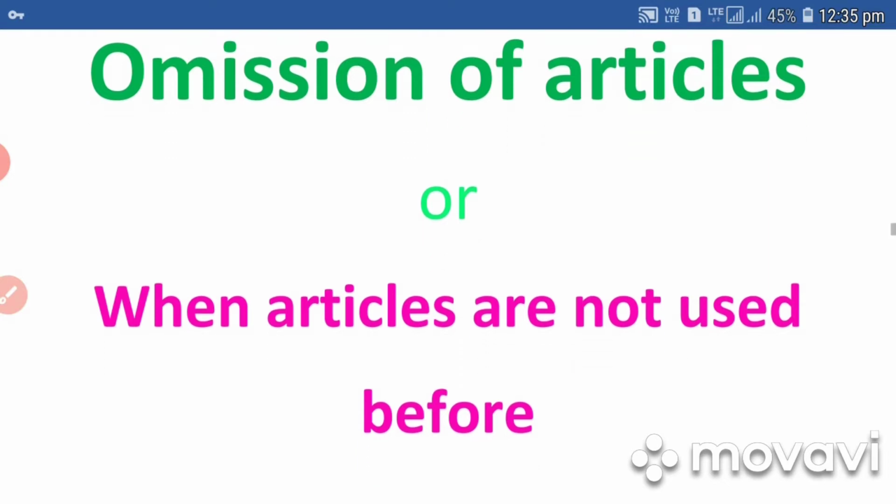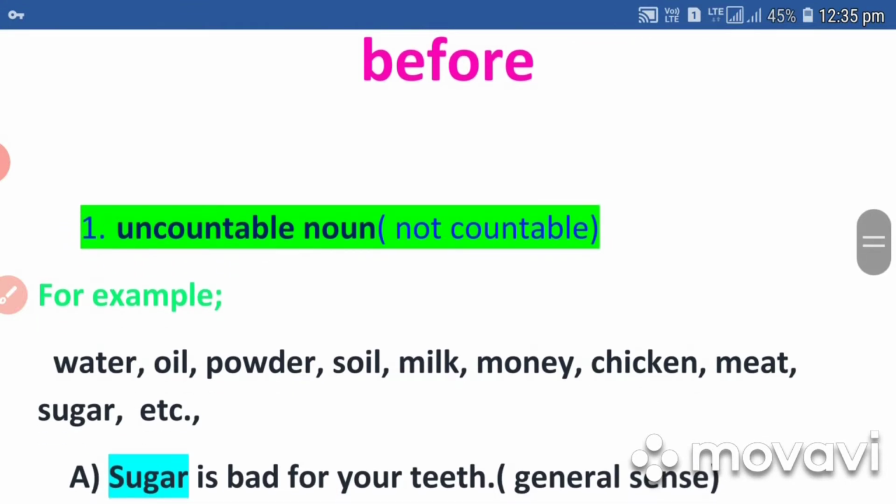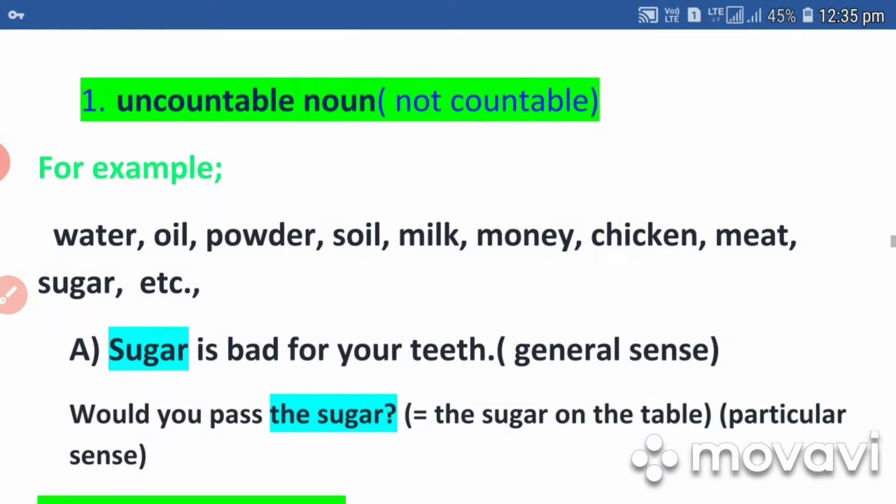Now let's get started. The first one is uncountable. We don't use articles before uncountable nouns. This is the first rule. Uncountable means that we can't count. For example, water, oil, powder, soil, milk, money, chicken, meat, sugar, etc.